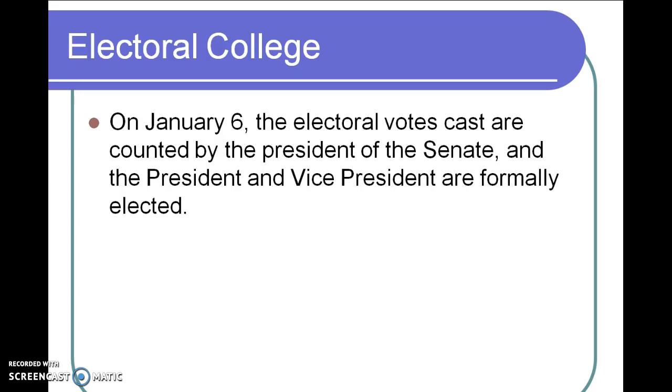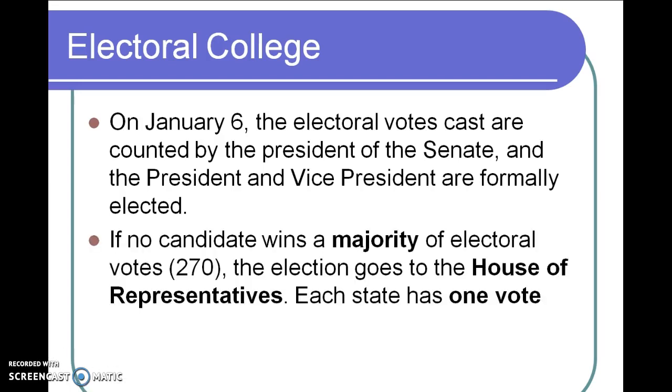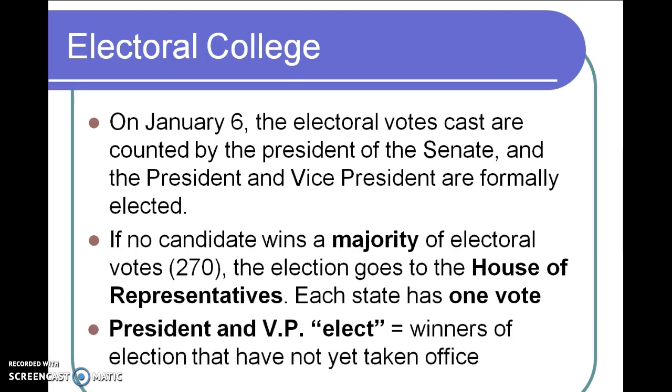Okay, back to the information. So the votes are cast in December. They are counted in January. There are generally no surprises at that point. What, you might ask, if no one wins a majority? The election then goes to the House of Representatives, where each state has one vote. That has happened twice in history.